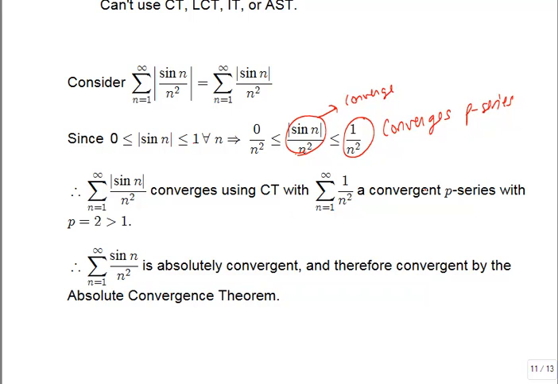So that showed that the absolute value of this series did converge, which means it converges absolutely, and therefore by our absolute convergence theorem, that means the original series without the absolute value must converge as well. So sometimes the only way to show convergence is to look at the absolute value and then show that you have absolute convergence, therefore the original series converges as well.